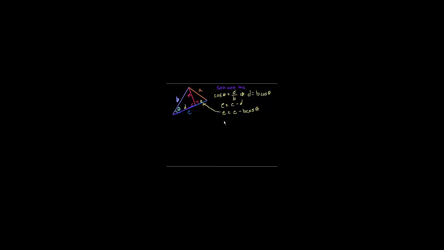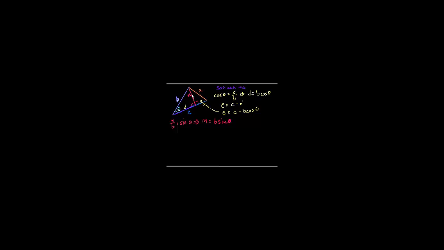So we know that m over b, because b is the hypotenuse, is equal to sine of theta, or that m is equal to b sine of theta, right? So we figured out m, we figured out e, and now we want to figure out a.